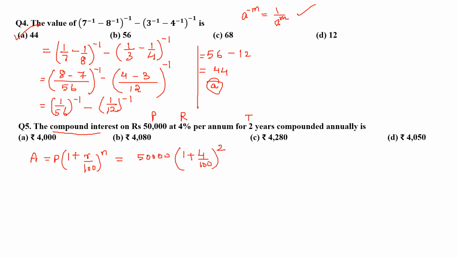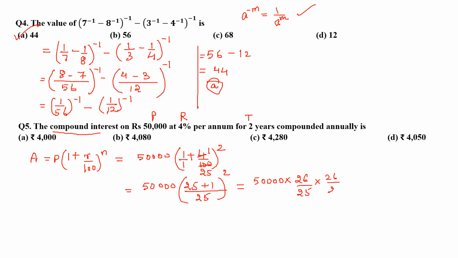Now when you solve this question, first simplify 4 by 100. So it is 4 times 1, 4 times 25. Next 50,000. Now take the LCM here. So LCM is going to be 25. So numerator is 25 plus 1 whole square. So it will be 50,000 into, not 25 plus 1, 26 by 25. But it is a square. So you have to write 26 by 25 into 26 by 25.